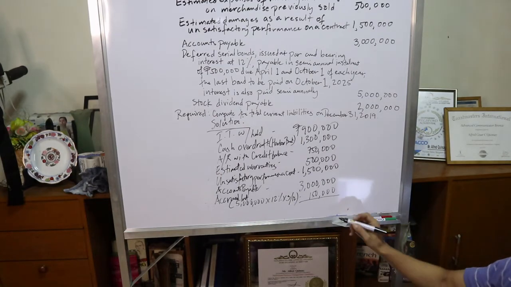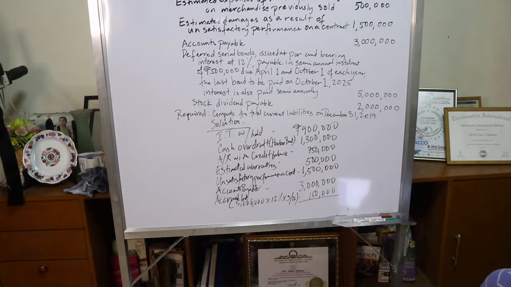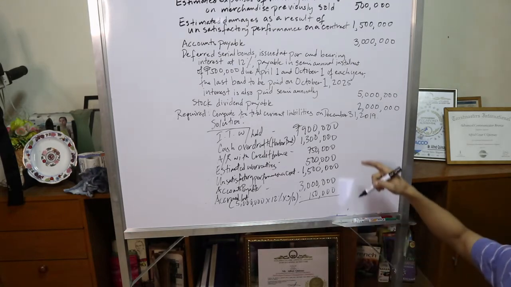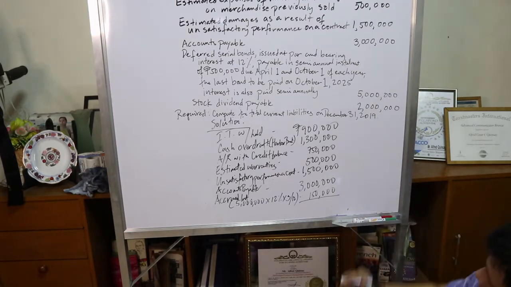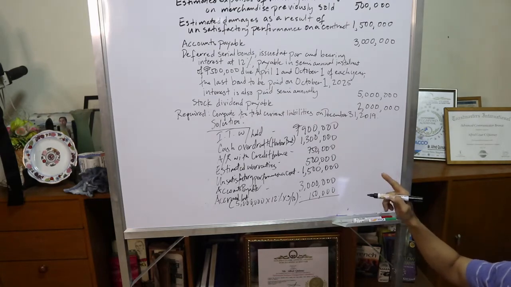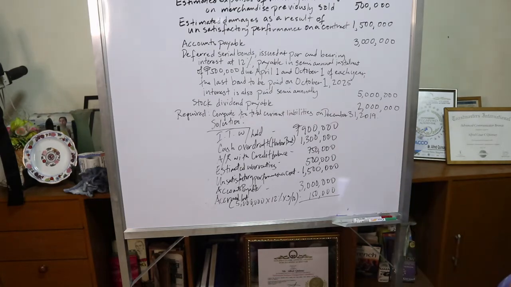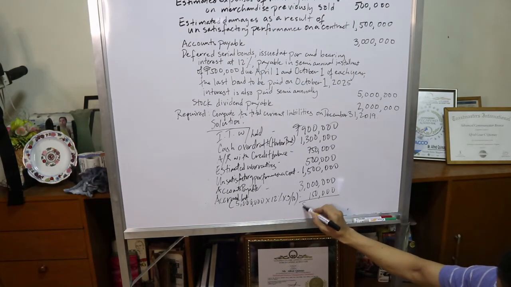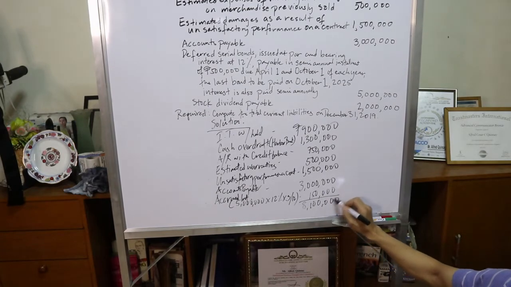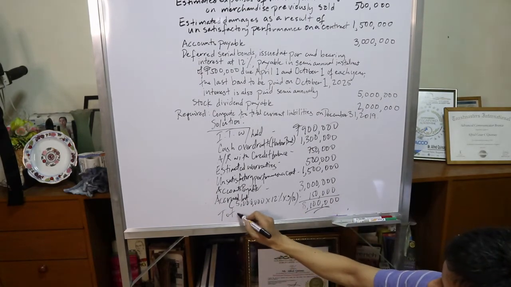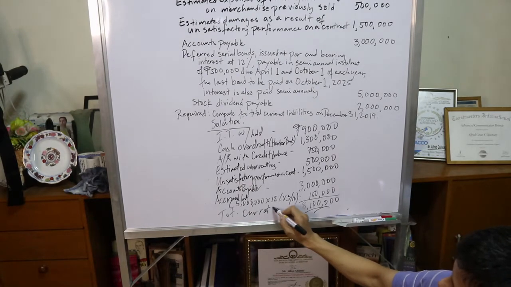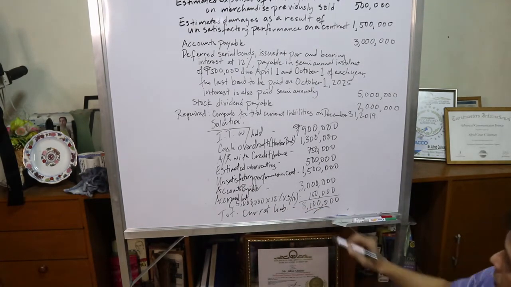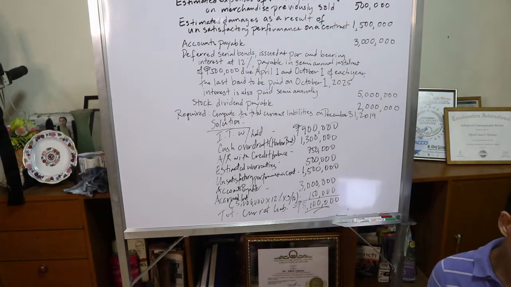Okay, so we can add all this. Check out your calculator. So magkano yan? So this would be 750, 500 plus 1.5 plus 3 million plus 150,000, that would be 8,100,000. So this is your total current liability. Okay, so 8,100,000.